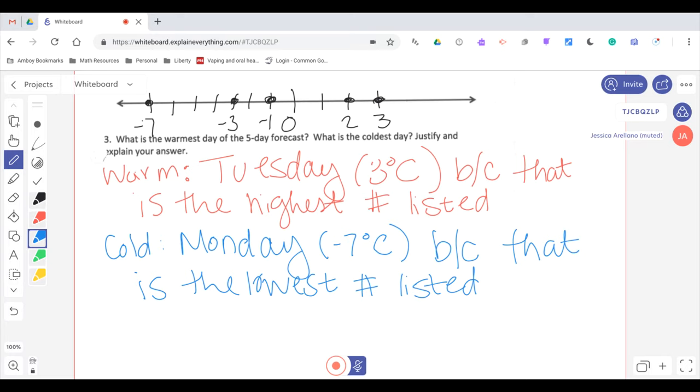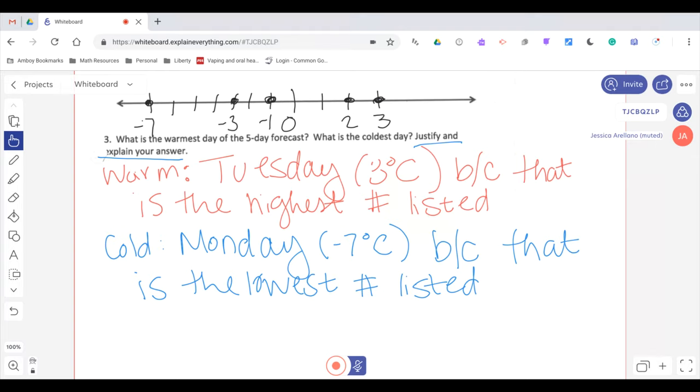And it is very important that you write those sentences. I know maybe it seems kind of silly, but it does say we're going to justify and explain our answer. You have to give some reason. You can't just write Monday or Tuesday. You have to give more reason why.